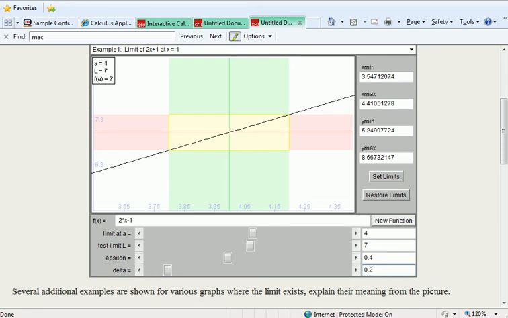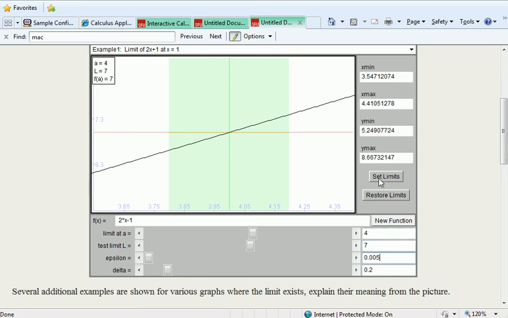Somebody give me an accuracy that's not ridiculous, like 0.000000001. Give me an accuracy that we can try this with. How close do you want me to be to 7? Two decimal places, so that would be 0.005. Okay?